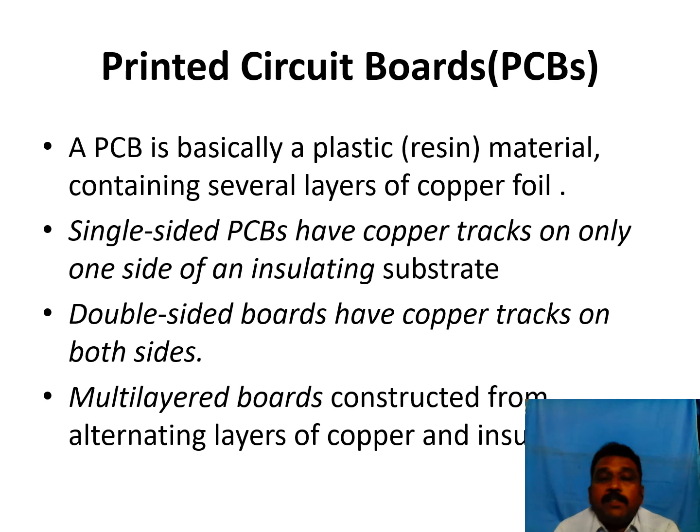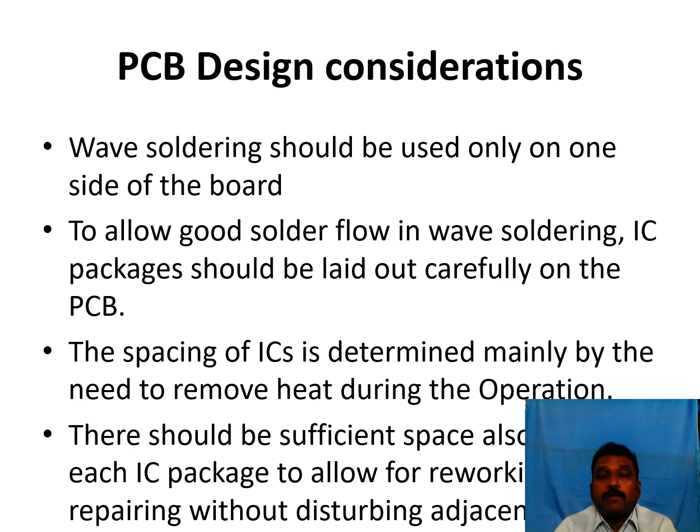So what is a PCB? It is basically a plastic material. The base of the PCB is nothing but a plastic resin. It contains several layers of copper foil so that it will conduct electricity. Single-sided PCBs have copper tracks on only one side of an insulated substrate, whereas the double-sided boards have copper tracks on both sides. Multi-layer boards have alternating layers of copper and insulators. The insulator has to stop the flow of current, and the copper will conduct the current to the circuits.